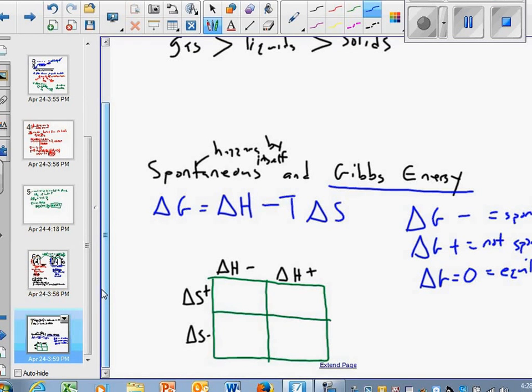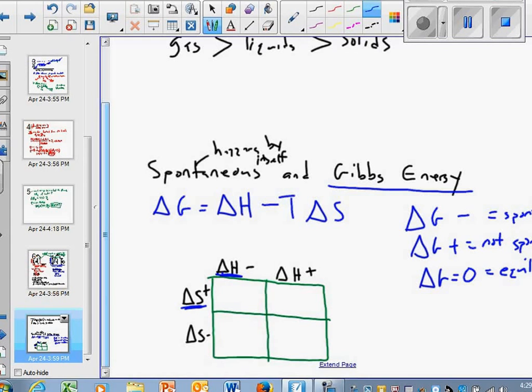Because usually we tell you about delta H and delta S. Enthalpy, delta H enthalpy, and delta S entropy. So we said giving off energy, exothermic, makes it spontaneous. Being more random makes it spontaneous. So if delta H is negative and delta S is positive, the reaction will be spontaneous. Every time.